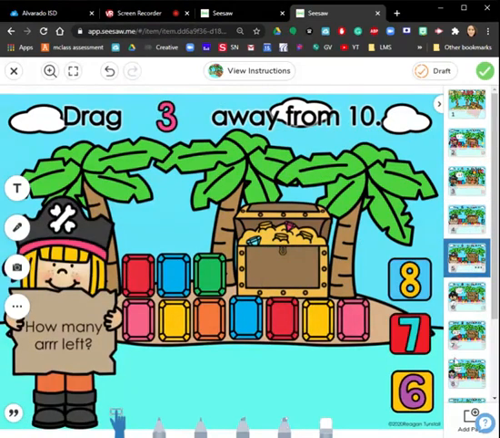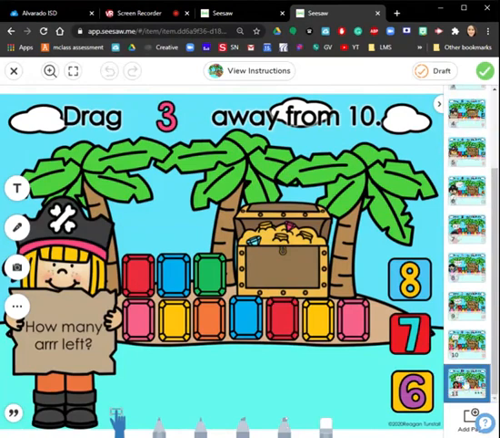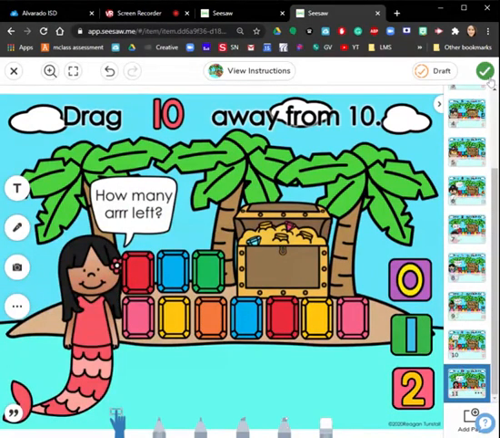You will continue this game until slide 11, and then you will click the check mark to turn in your work. I hope you have fun.